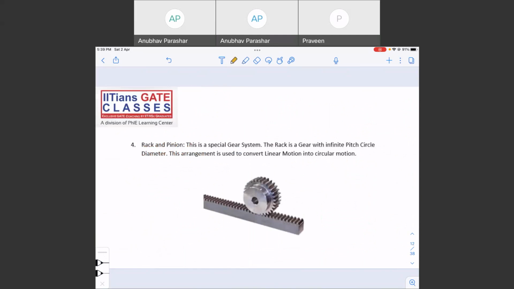Then you have rack and pinion. What is rack and pinion, right? Here this is the pinion. This is the rack.